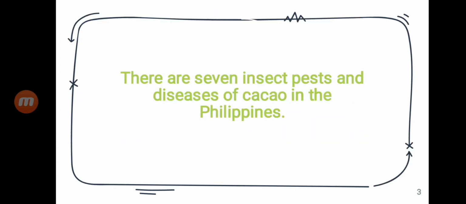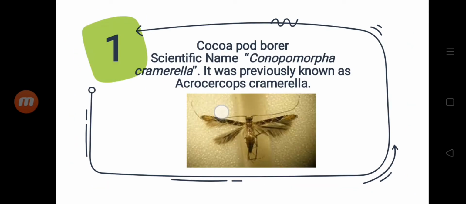There are 7 insect pests and diseases of cacao in the Philippines. These are cocoa pod borer, cocoa mirid, black pod rot, cocoa vascular streak dieback, witch's broom, frosty pod rot, and the shoot. Each insect pest and disease of cacao had an explanation about their scientific name, distribution, symptoms, and life cycle and management. The first one is the cocoa pod borer.